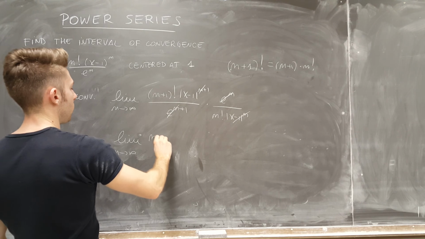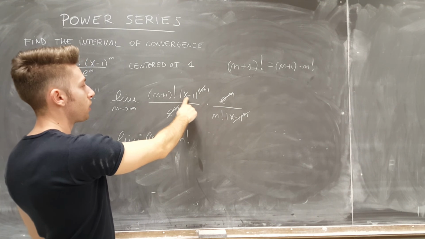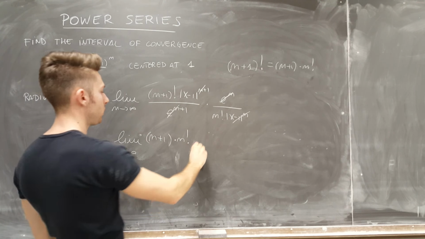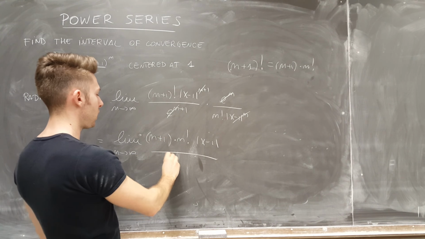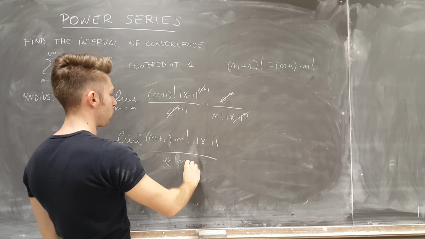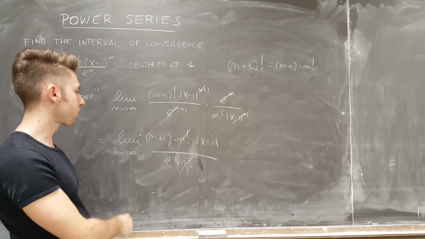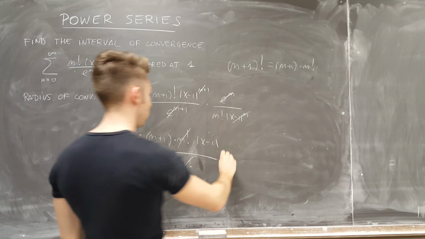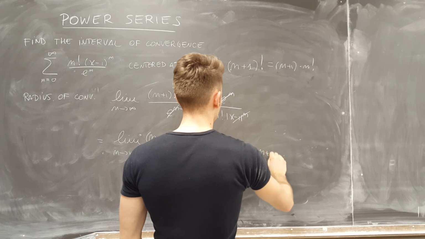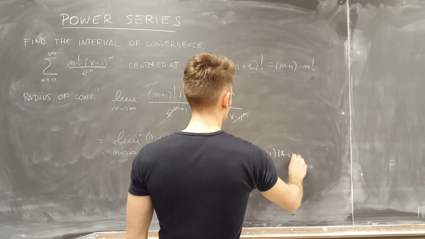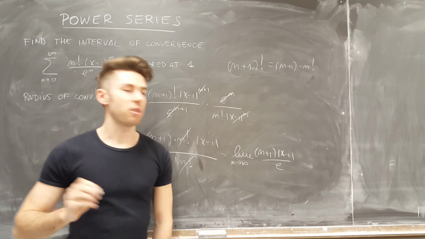So this is n plus 1 times n factorial. Here we are just left with x minus 1. This is cancelled. Here we are left with e, and here we are left with n factorial. So now we can cancel these two. And finally, we have our simplified expression.